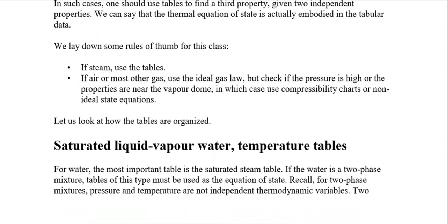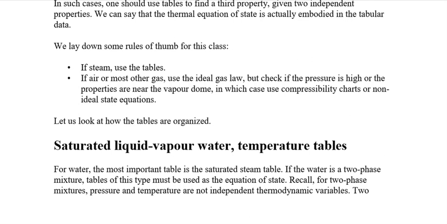Let's lay down some general thumb rules for our class and later classes. If we are talking about steam, we would be using the property tables. But if we are talking about air or most gases, we would use the ideal gas law. But if the pressure is too high and we are near the vapor dome, we would use the compressibility chart and the non-ideal equations of state. But for the simplicity of the course, mostly we are talking about the ideal gas law, not the non-ideal equation of state.